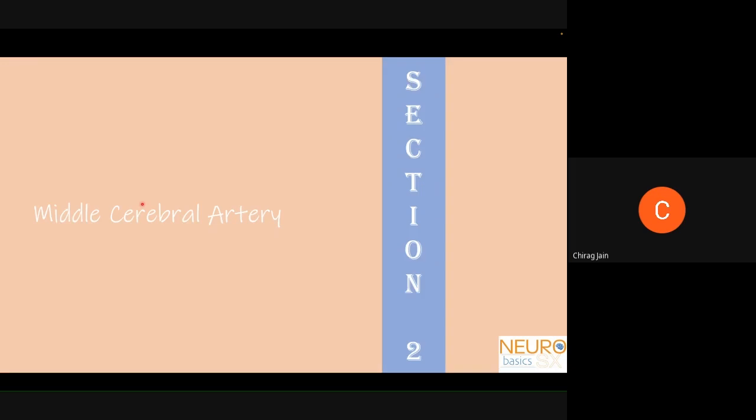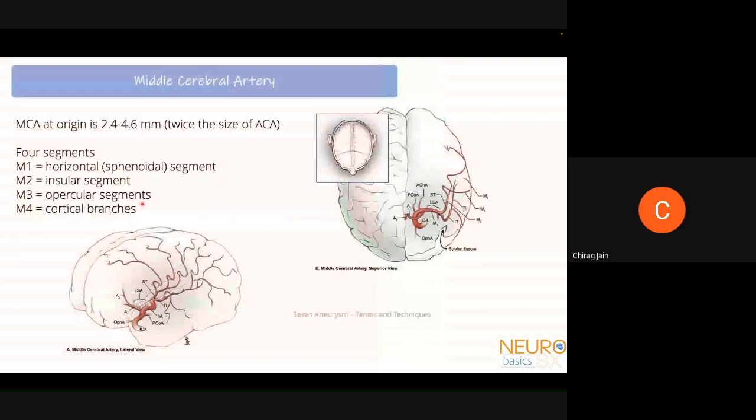Now coming to the middle cerebral artery. The middle cerebral artery, as we discussed, also arises at the ICA bifurcation, and when it arises, the size of the MCA is going to be twice the size of the ACA, so it's almost 2.5 to 5 millimeters in size. There are 4 segments of the MCA. There is an M1 segment after it arises, the part which runs horizontally up to the point where it bends. That is known as the horizontal or sphenoidal segment because it runs along the sphenoidal ridge.